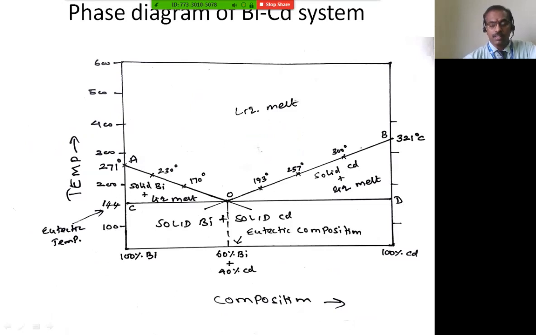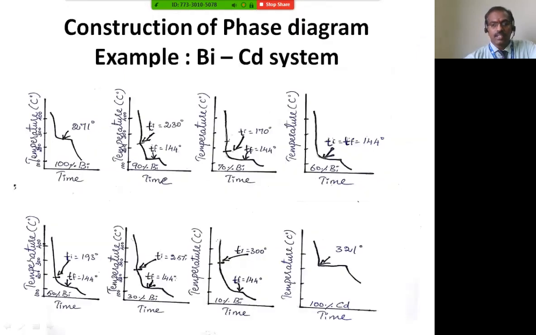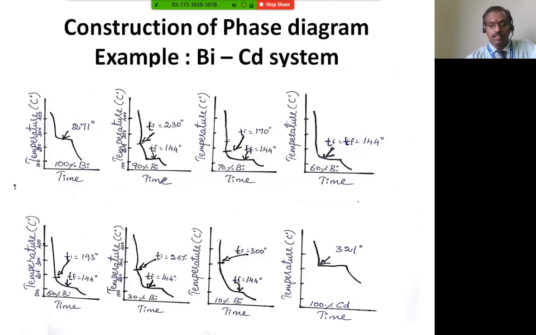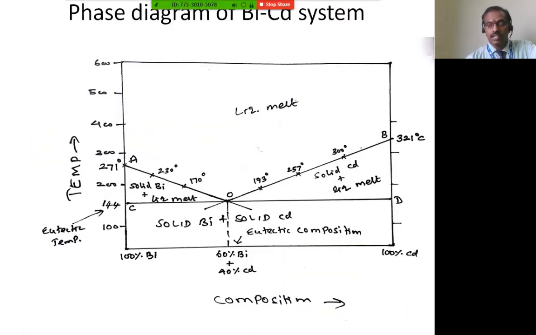What is that? 100% pure bismuth. What is its melting point? The first freezing point is 271 degrees Celsius. That's it, I represent here 271 degrees Celsius. Second graph, what it indicates, the second graph data is 230 degrees. Then the third graph data 170. Then 230, 170, followed by 144. Again see now 193, 257, 300. The last, 100% pure cadmium, is 321 degrees Celsius.